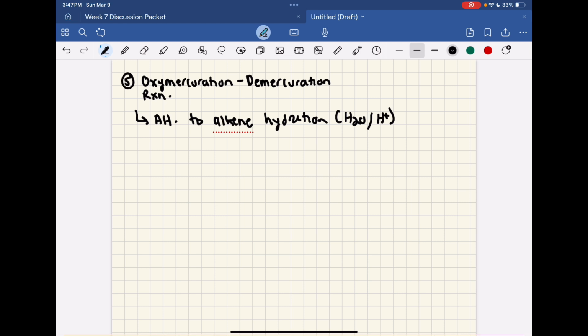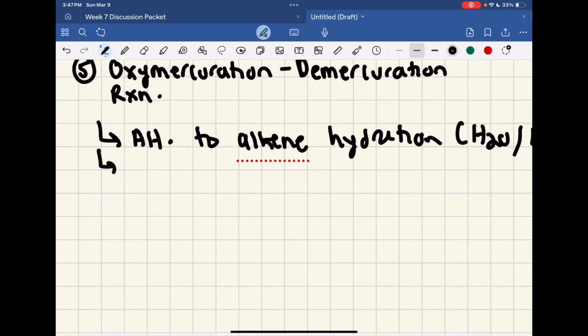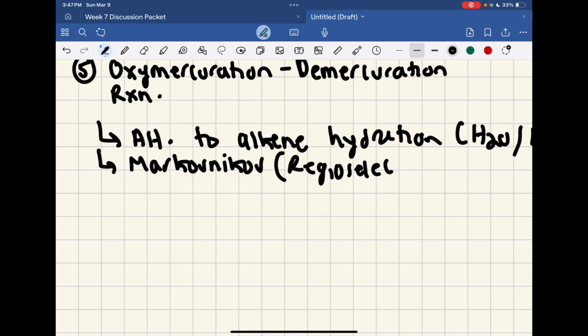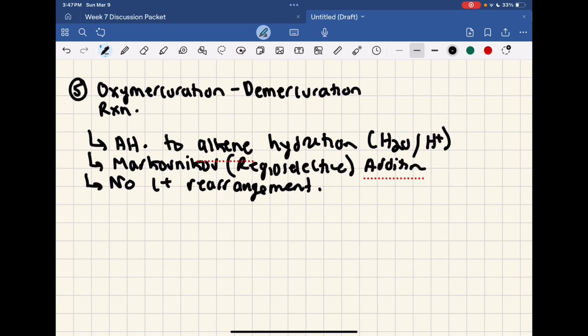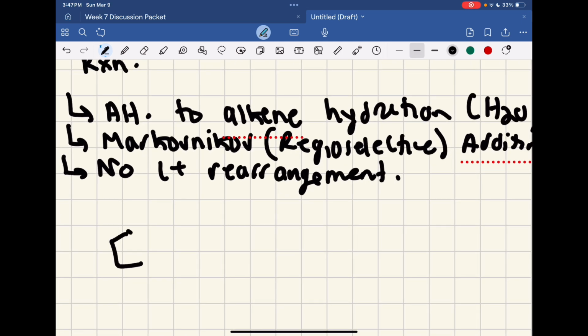It is regiospecific. We are going to form an alcohol at the more substituted position. This is following Markovnikov's rule. However, there are no carbocation intermediates. Let me write that all down. So this is Markovnikov, or that's basically saying regioselective addition. But the feature here is there's no carbocation rearrangements. You could imagine why we would ask this on a test because there could potentially be a structure that looks like this, that is screaming ring expansion.